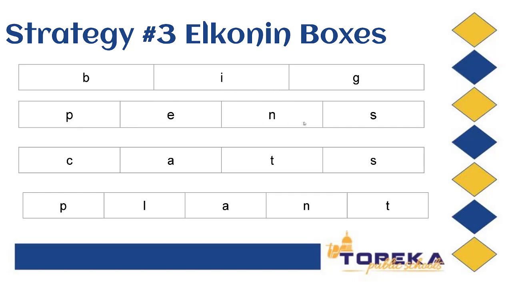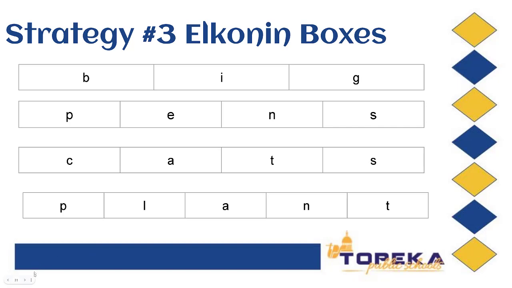In the word pens, they would be pushing 4 chips up for 4 sounds. Cats, 4 sounds. Now look at the word plant. I have 5 boxes in my Elkonin box because there are 5 sounds in the word plant. And so what students are doing is they are simply pushing chips for sounds.